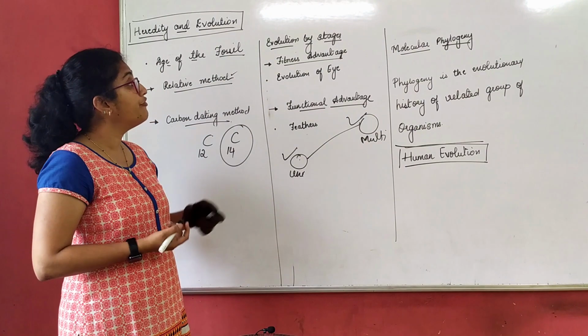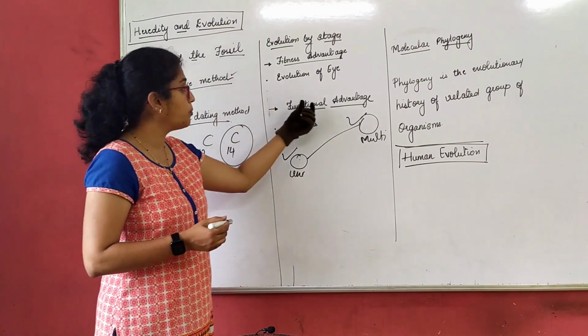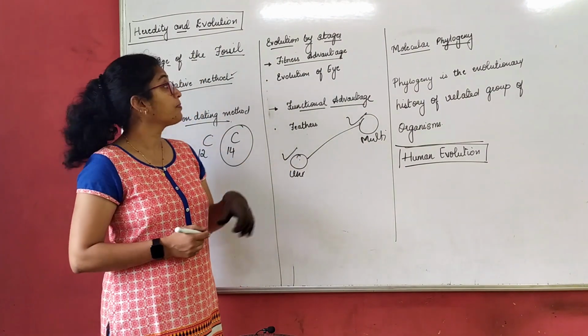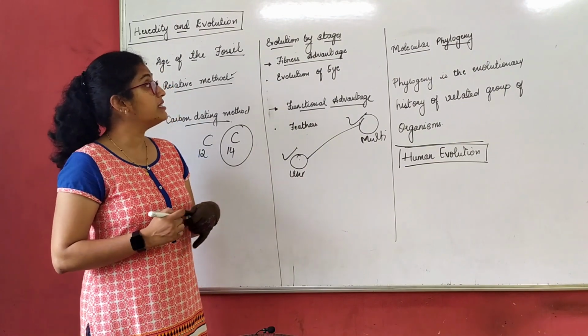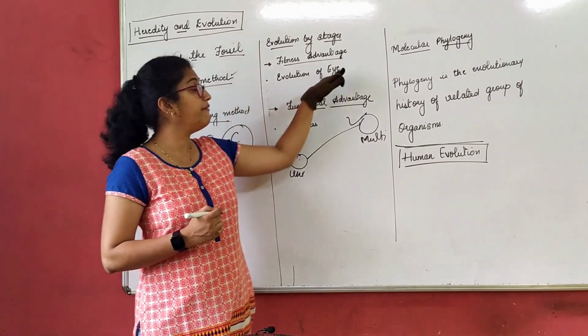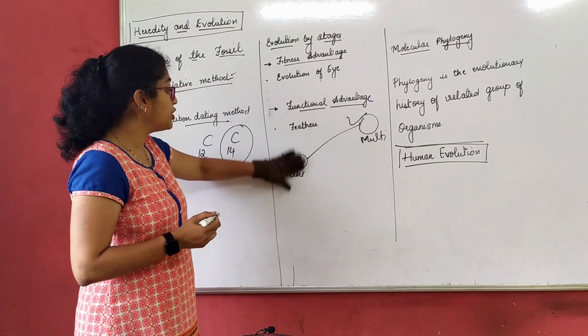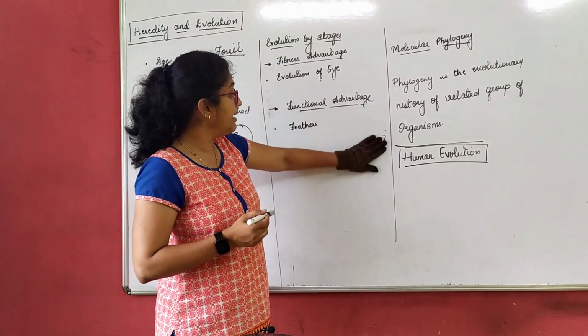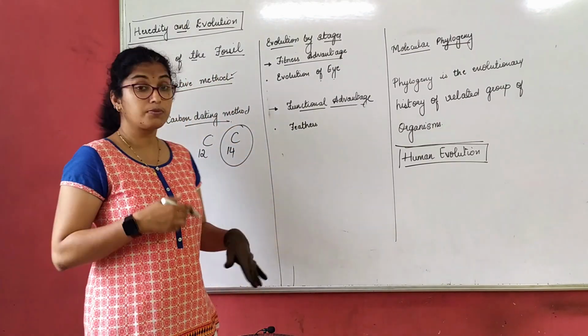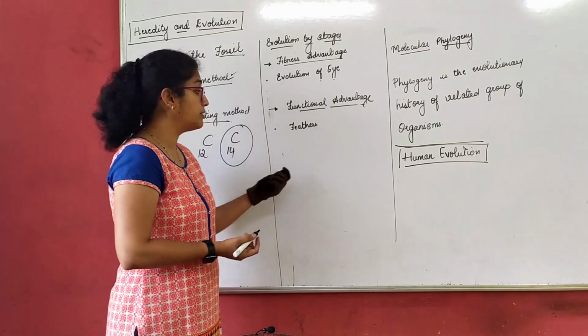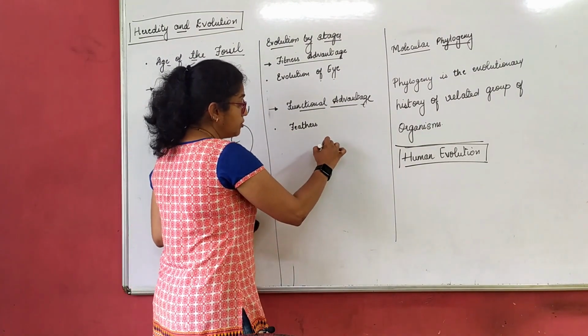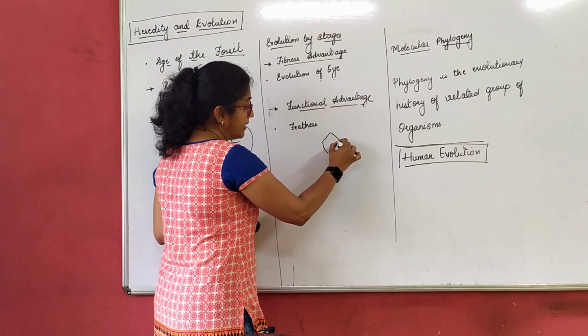Now we talk about fitness advantage and functional advantage. Under fitness advantage, we understand the evolution of eyes. So when we talk about the evolution of eyes, let us consider planaria, or a flatworm, for the eyes. So this is the structure of planaria.